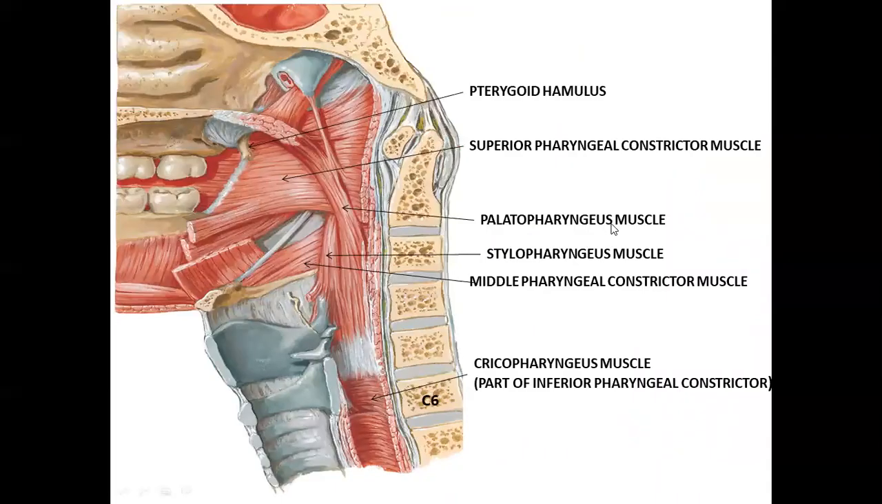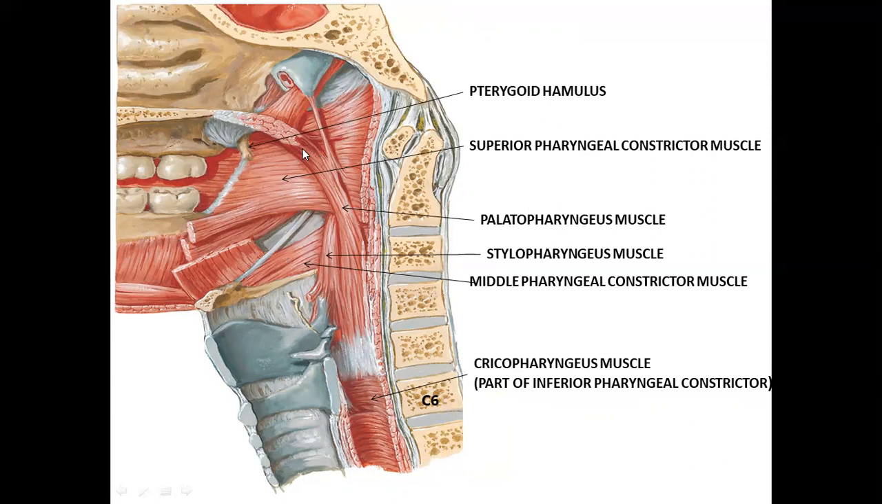Okay, so this is another cut section that is showing the different longitudinal as well as constrictor muscles. So here we can see this. This is a sagittal section, right? So here we see the pterygoid hamulus. This was the superior constrictor muscle. Then we had the middle constrictor muscle, and then obviously lower down we have the inferior constrictor muscle, right?